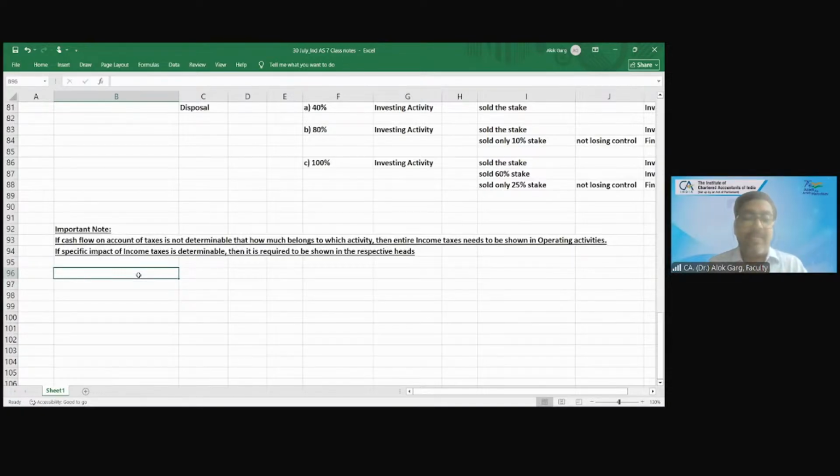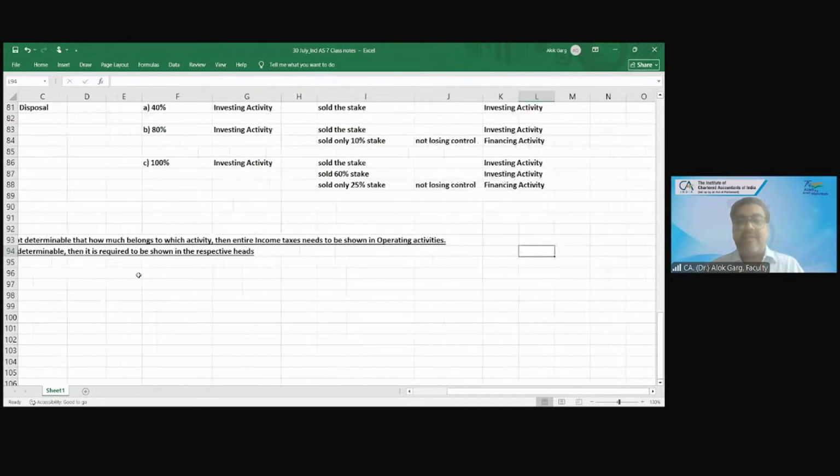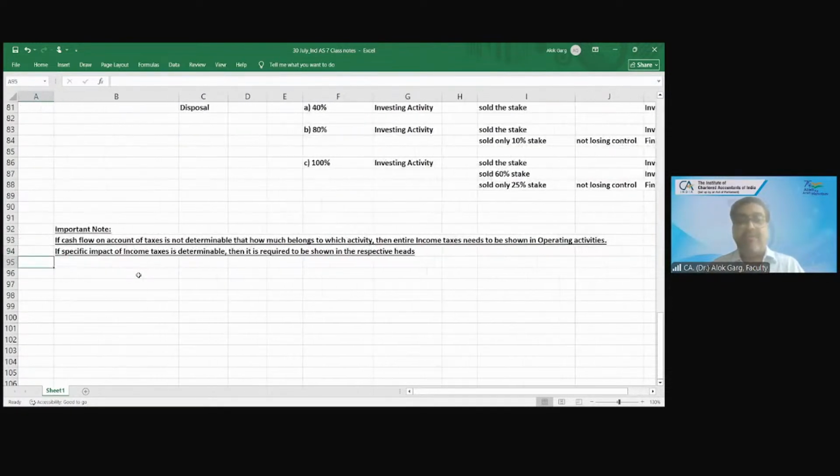So this tax is also required to be shown as a part of investing activity if it is determinable. If you are able to identify that this amount of tax expense belongs there, it will become part of investing activity. But what happens if it is not determinable? Then the entire tax expense will become part of your operating. So if cash flow on account of taxes is not determinable, that how much belongs to which activity, then entire income tax needs to be shown in the operating activity. If a specific impact of income tax is determinable, then it is required to be shown in the respective heads. Is that clear, my dear friends?